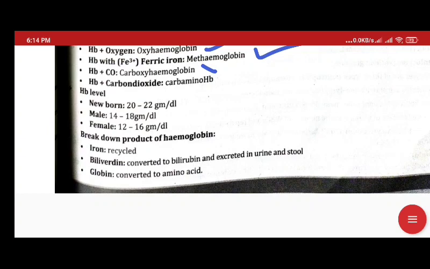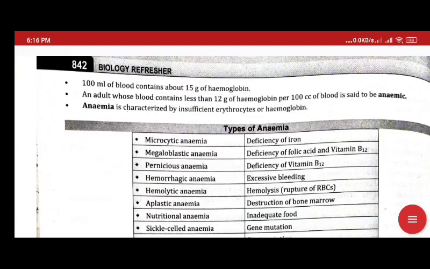Hemoglobin level in a newborn baby is nearly 20, in male 15 and in female 13 or so. On breakdown of hemoglobin, iron is recycled and biliverdin forms, which is converted to bilirubin, then urobilin in stool. Biliverdin comes from hemoglobin, then that gets converted to bilirubin, then urobilin. Here remember, the bin is in urine and stool. Globin is converted to what? Amino acids. We got hemoglobin 15 gram in blood of male, as we have told, and 12 gram in female.